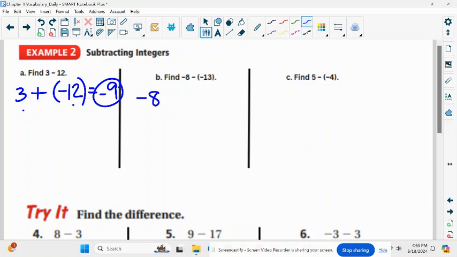Change subtraction to addition, change the sign of the second. Different signs mean to subtract, so 13 take away 8. That's right, 5. Keep the sign of the bigger number, which is 13, and it's positive, so our answer is positive 5.